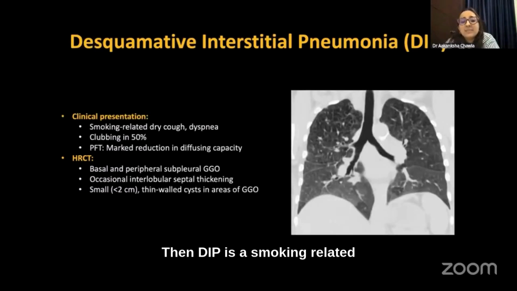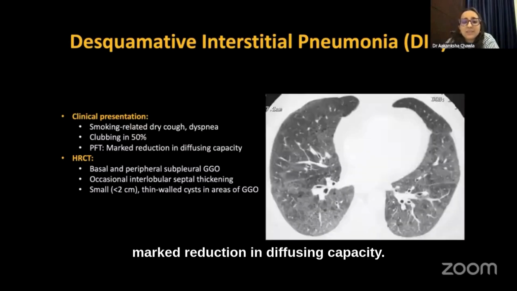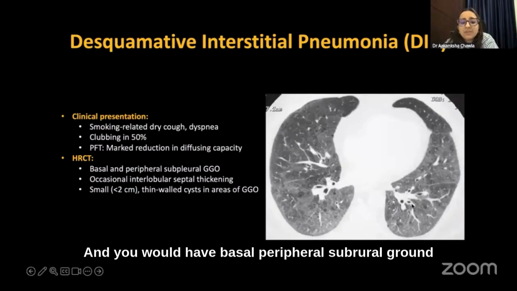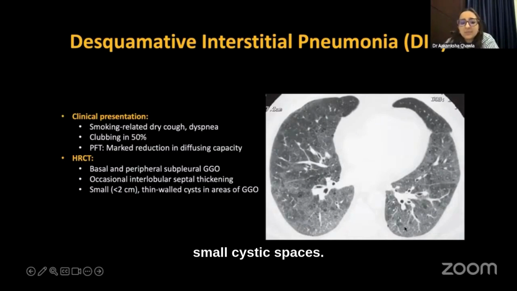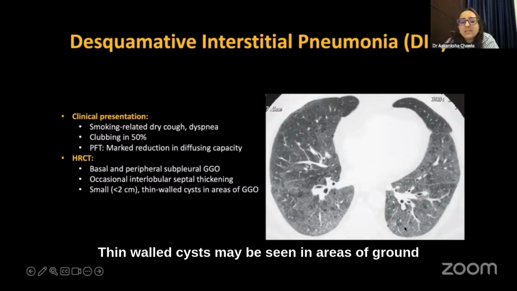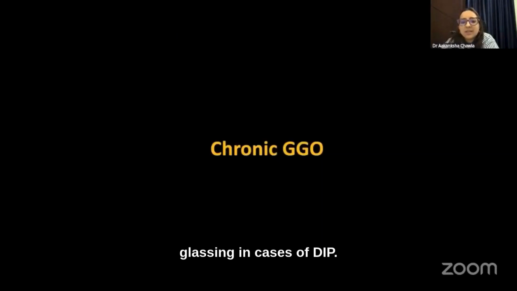Then DIP is a smoking related disease. There is clubbing in 50% of the cases and marked reduction in diffusing capacity, and you would have basal, peripheral, subpleural ground glass opacities, occasional interlobular septal thickening, and small cystic spaces. Thin-walled cysts may also be seen in areas of ground glassing in cases of DIP.